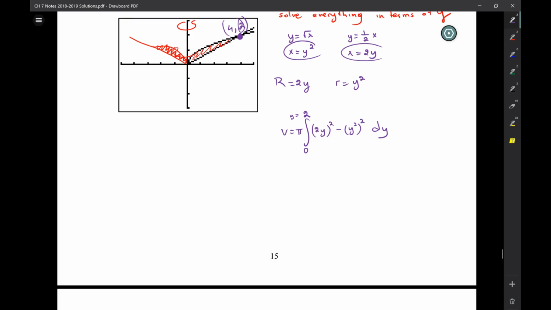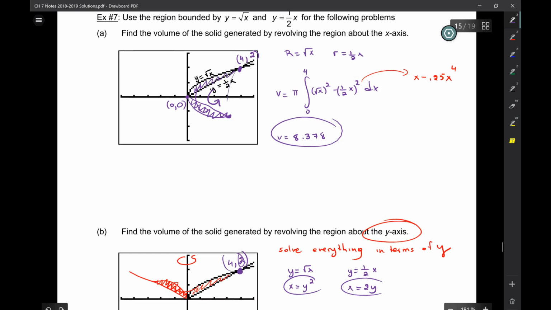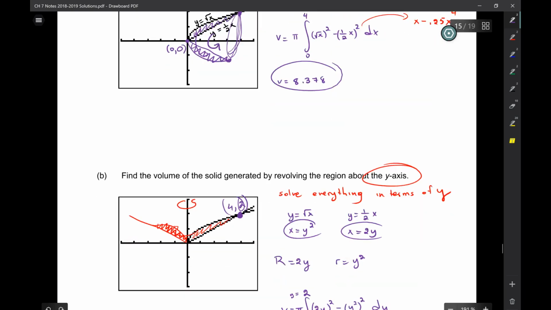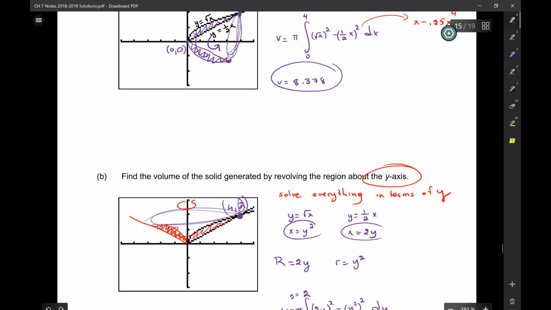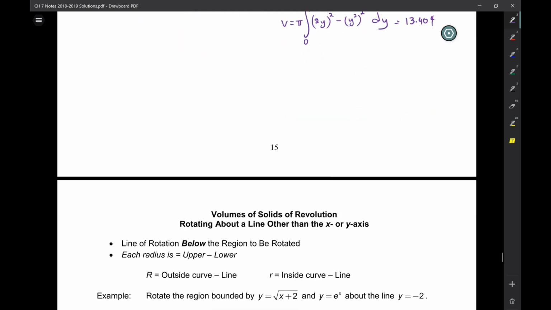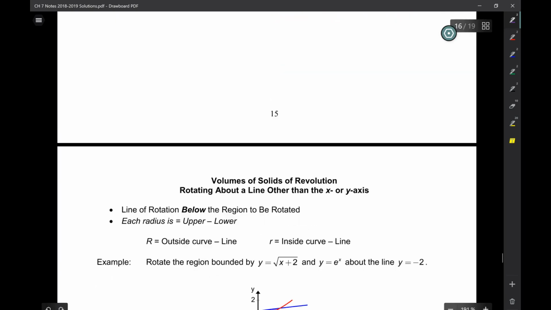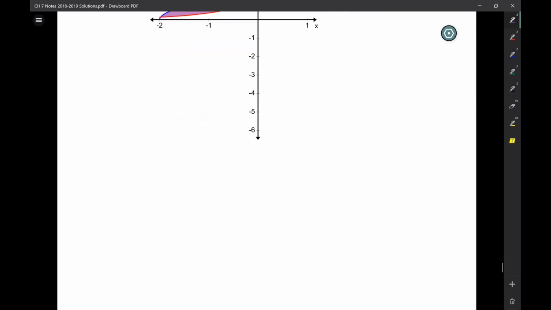Will you get the same answer when you do this? No, because you get a different shape, right? Here, you're getting this shape, right? That's what it looks like. Here, you're getting this shape. That's what it looks like. You see how, like, it's a different cone, okay? What's the answer here? 13.404. Okay. 13.404.